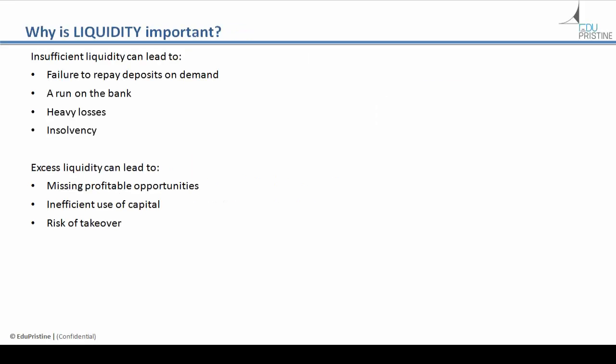So next question is, why is liquidity important? As most of you would have heard, especially over the last few years, the catchphrase is that liquidity is king, and all banks have been holding liquidity, especially during the recent financial crisis. If you have insufficient liquidity, it can lead to failure to meet the demands of your depositors. And any shortage of liquidity will lead to a run on the bank, basically people queuing up to take the money out, which will incur huge losses and potentially lead to insolvency, as we've seen with Lehman's and various other financial institutes in the recent past.